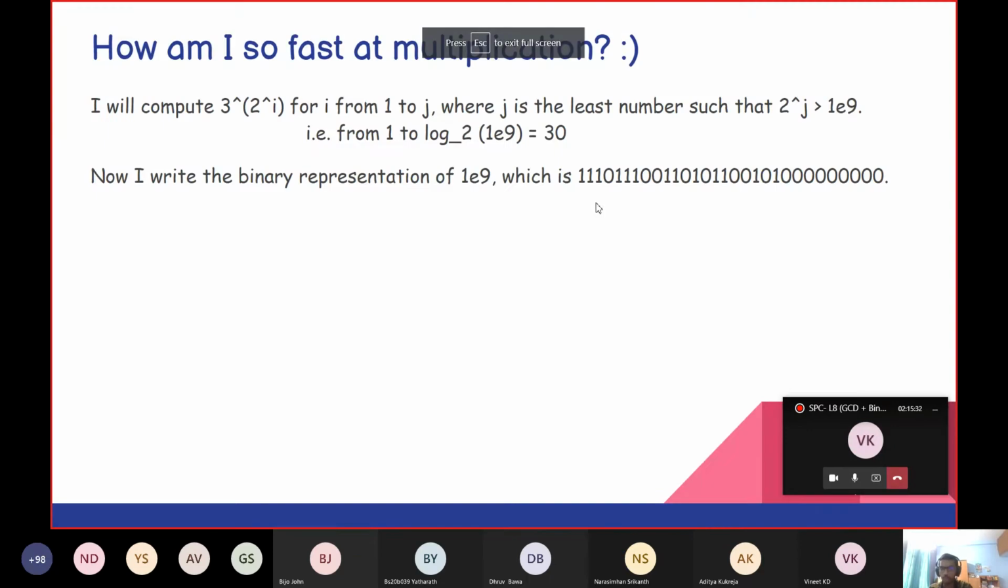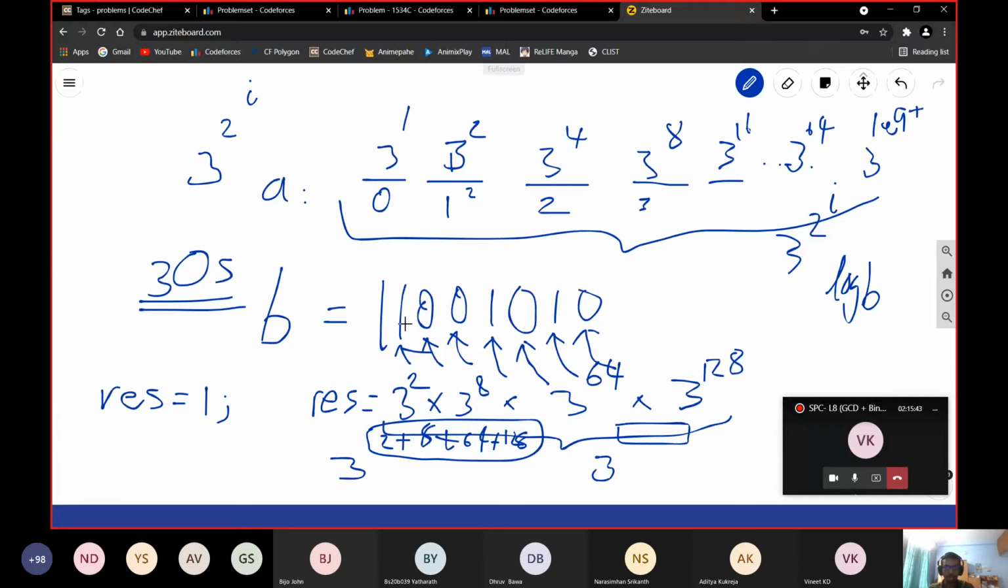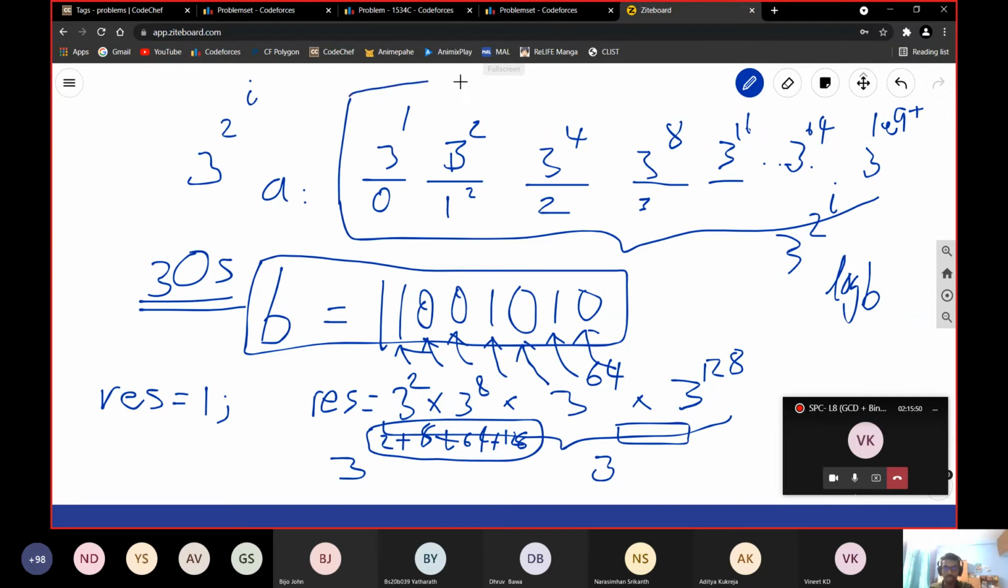So do you have any doubts in how I multiplied? I might have gone a bit fast. So if you have doubts, raise your hand. I'll check if anyone has raised their hand. If you want me to explain how I multiplied again, I can go there. So I will store the bit representation of b, and I will store this thing 3 power 2 power i for each i. And if the ith bit is 1, I will multiply 3 power 2 power i to this.